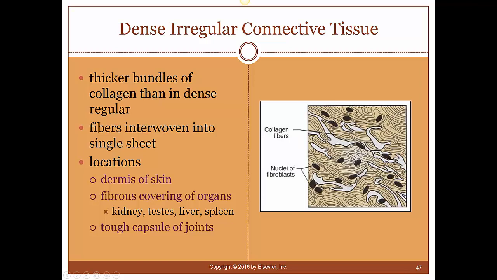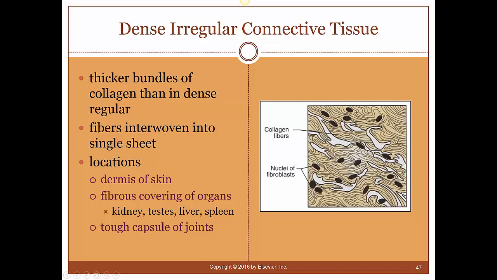The area that we find this most often is going to be in the dermis. So when we look at the dermis right here, we're going to find this dense irregular connective tissue, and it makes it really thick and tough and strong. We also find it in capsules around certain organs. That makes it really dense, tough, and strong around them.